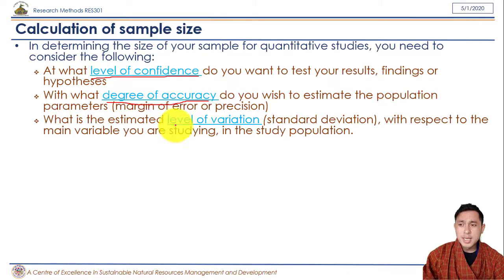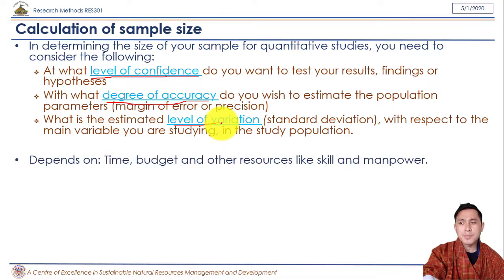And the last one is the level of variation. So that's nothing but standard deviation. If your level of variation is very high in that population, or the population is very heterogeneous in nature, then you need to again choose higher sample size, and vice versa for all the three factors.